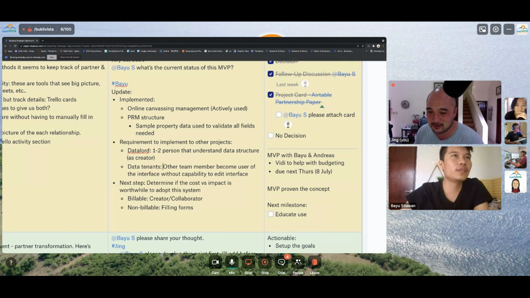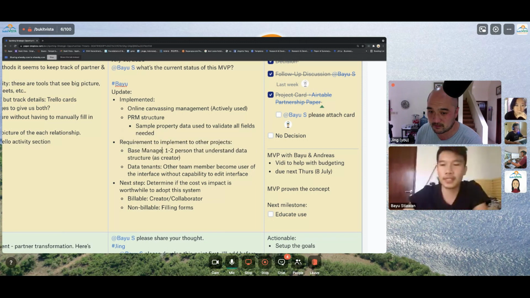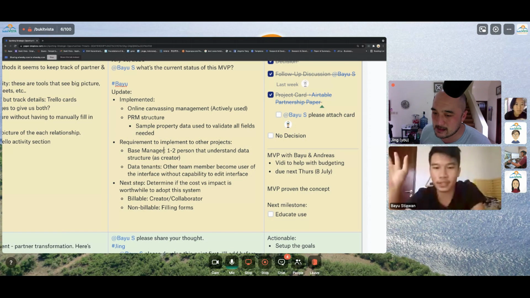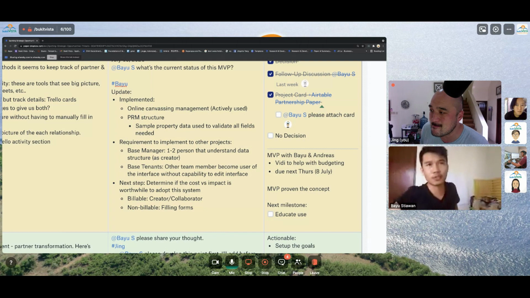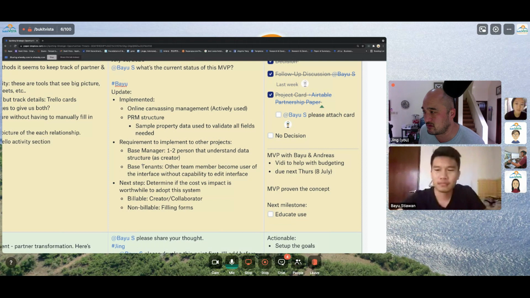Oh no, actually, it should be called a base manager. A base manager, like a database manager? No, base. On Airtable, it's called a base. For example, all of the database that's related to partnership is in one base, called the partnership base. It contains a lot of tables that need to be managed, so the person managing that base is the base manager. And the people using it are basically tenants then, right? Okay, I think we get it.